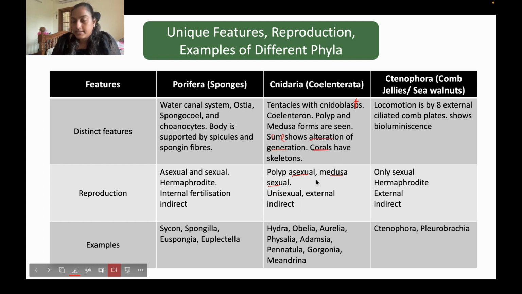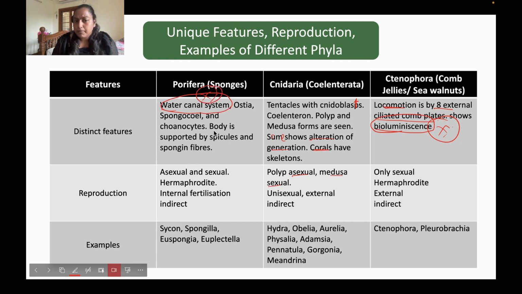They have skeletons. And Ctenophora, one beautiful distinct feature, if you see, they have 8 vertical external ciliated comb plates for their locomotion. And they show bioluminescence. Very important, children. Very important. And in Porifera, water canal system, keep in mind.